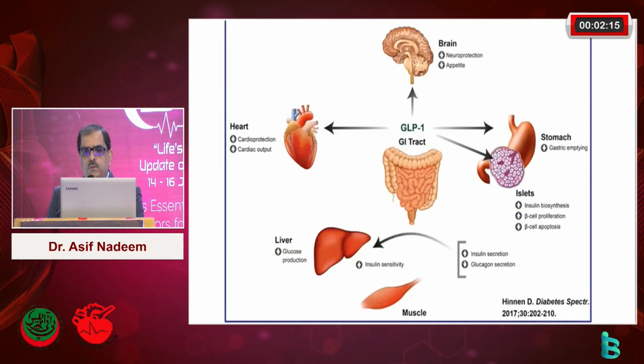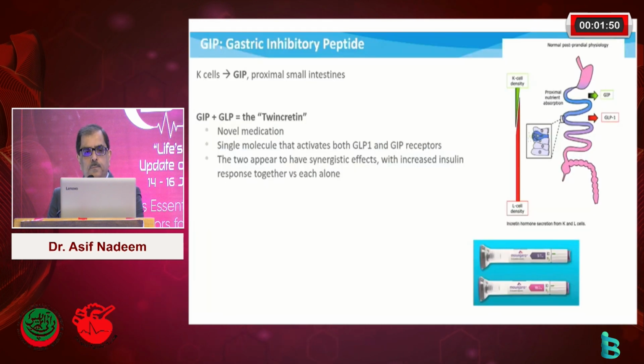So what do they do? GLP-1 goes to the brain and decreases our appetite, goes to the gut and decreases gastric emptying, goes to the islets of Langerhans with increased insulin production and increased beta cell proliferation, goes to the liver with increased insulin sensitivity and decreased production of glucose, and then goes to the heart, where there is more cardioprotection and cardiac output increases.